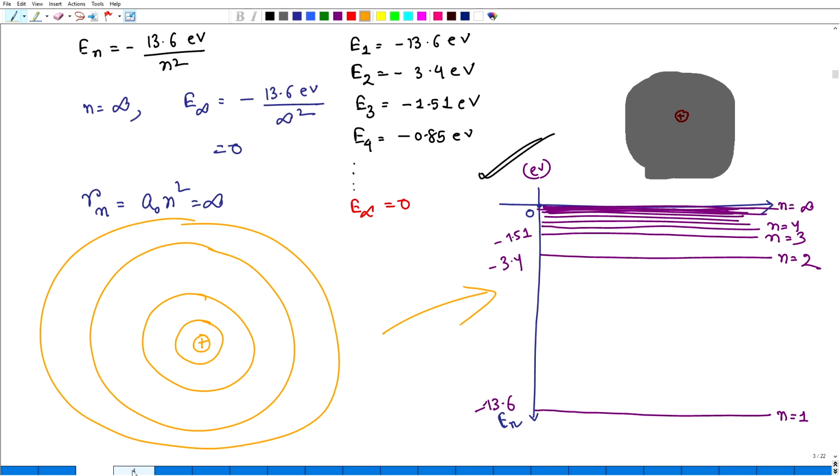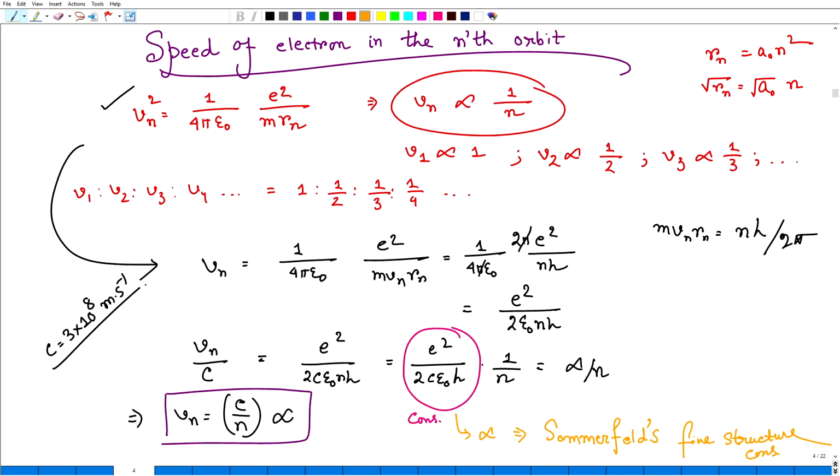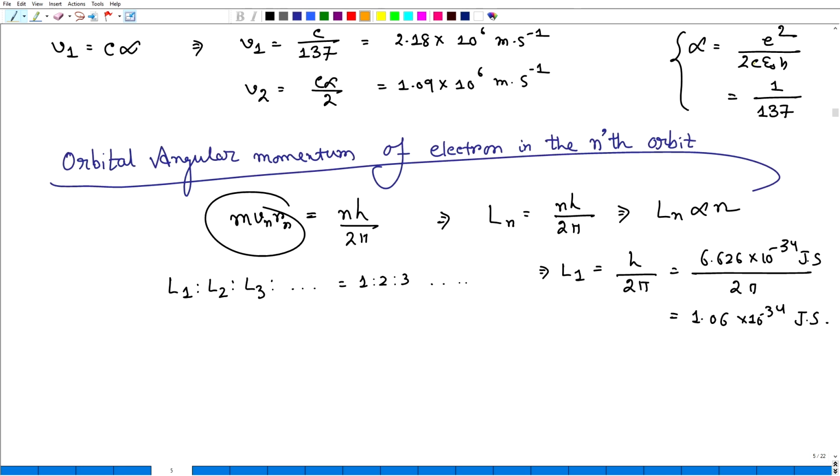After that, the speed of the electron in the nth orbit: we evaluated this general formula, and in the first orbit the speed is maximum. If you increase the quantum number n, the speed will decrease linearly as well. And this alpha is called Sommerfeld's fine structure constant. This is 1 by 137, which gives V1 as 2.18 into 10 to the power 6 meter per second, 137 times less than the speed of light. Then we evaluated the orbital angular momentum of the electron in the nth orbit. So, this part is okay.